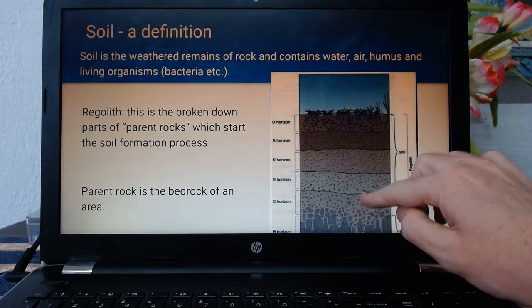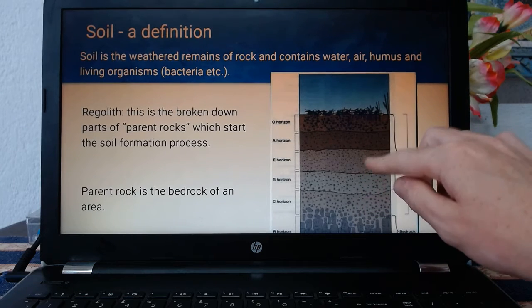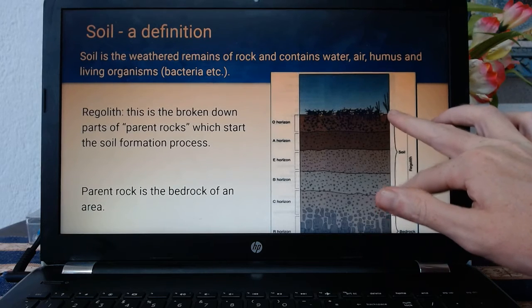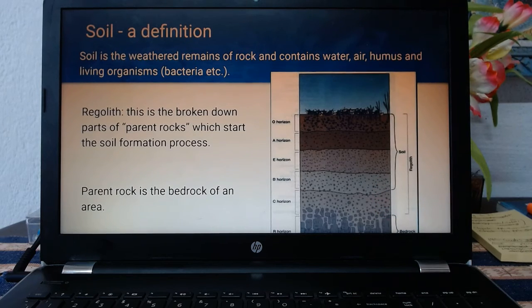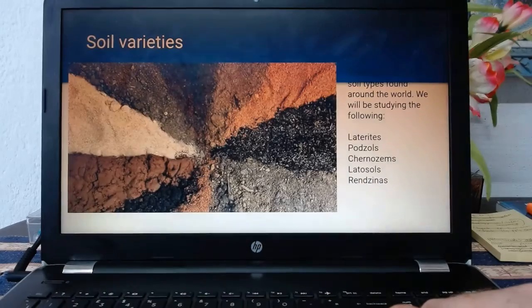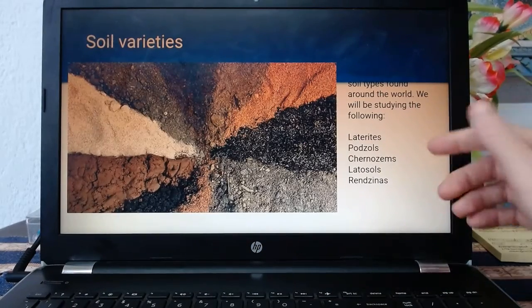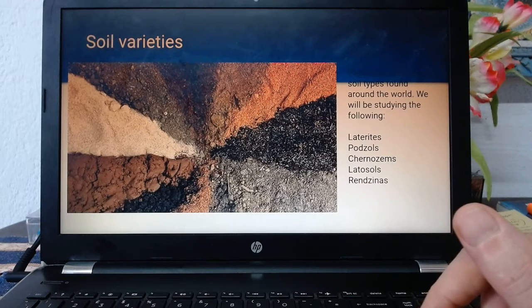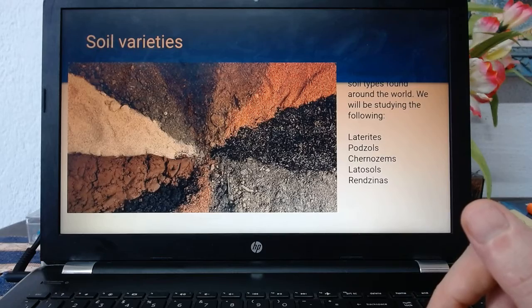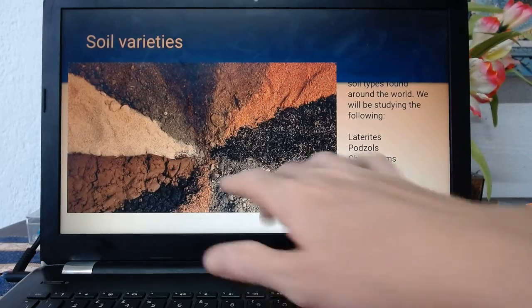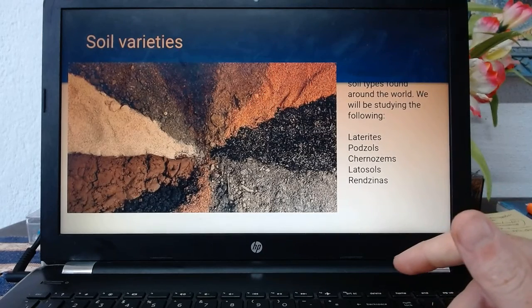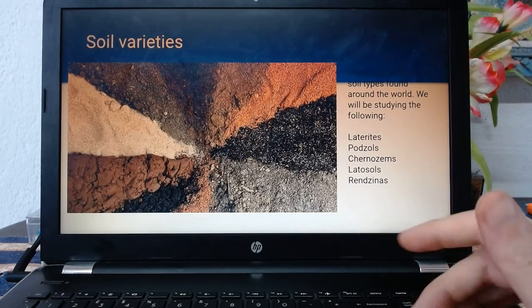Now it gets more and more loose the higher up you go, and more and more compacted the deeper down you go. These layers can be of different thicknesses and so on, but it makes up our soil. Now there's obviously different varieties. You don't need to write this down. We'll be looking at laterites, latosols, chernozems, and podzols, not so much rendzinas. You can see there's different textures and different colors. This all depends on the minerals and how they are formed.